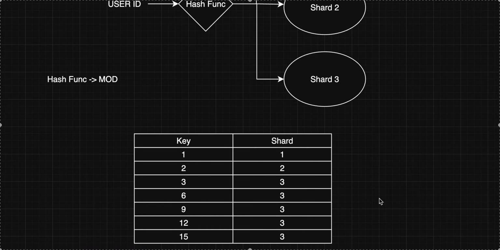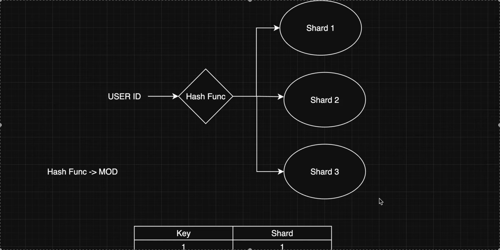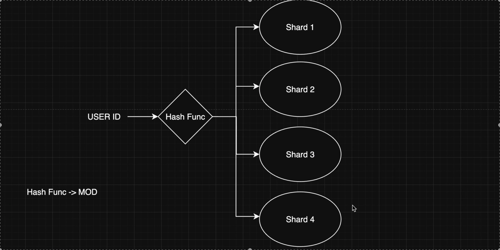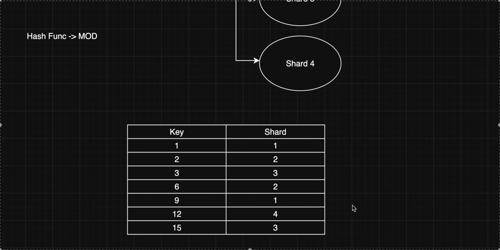What is the second problem? Let's suppose now you want to increase a shard. There were three shards, now you want to make it four. And again, you are using the same mod function. Okay. So now since you have four shards, obviously you will change your mod function by doing modulo 4. And let's suppose your keys are these. User ID 1 comes, it will go to 1, 2 will go to 2, 3 will go to 3, but 6 will not go to 3. This time it will go to 2, 9 will go to 1, 12 will go to 4, and 15 will go to 3.